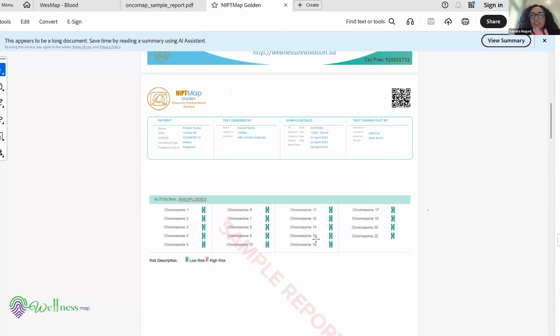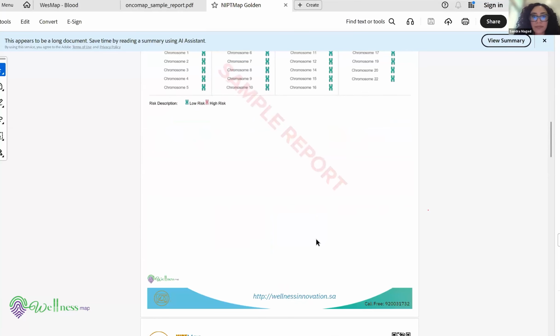Then after that, the genome-wide screening, where we're looking at the 22 chromosomes as a whole, and whether they have any aneuploidies or any issues with the chromosomes itself. And we can see that for this specific sample report, also everything is green. We do not see any red chromosomes, meaning that the patient is fine.